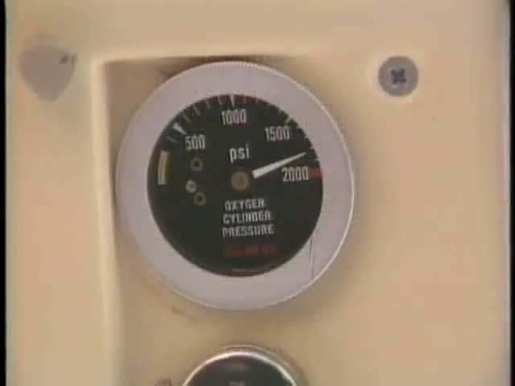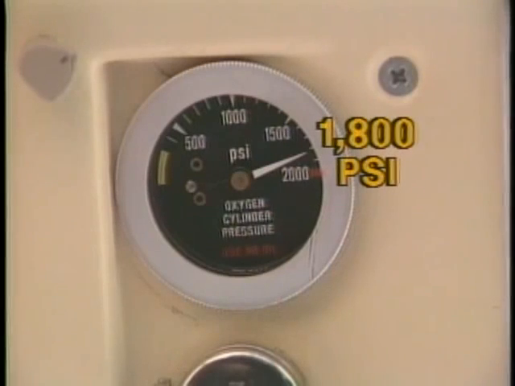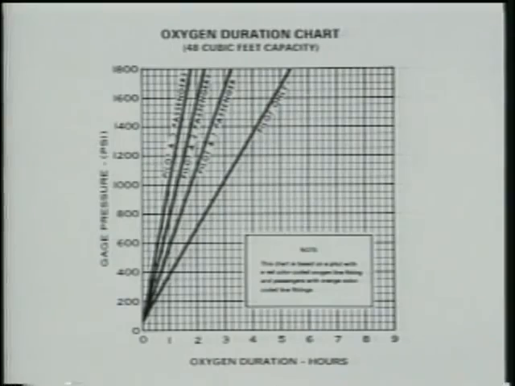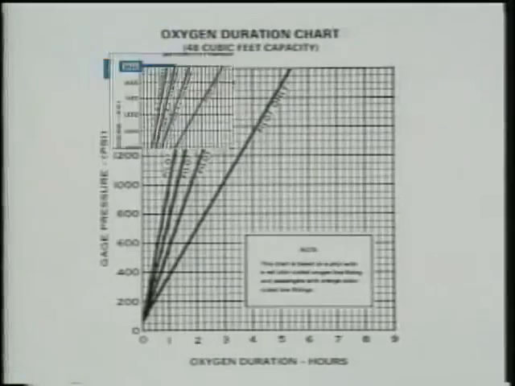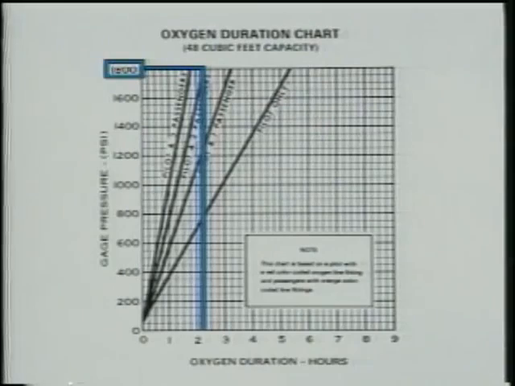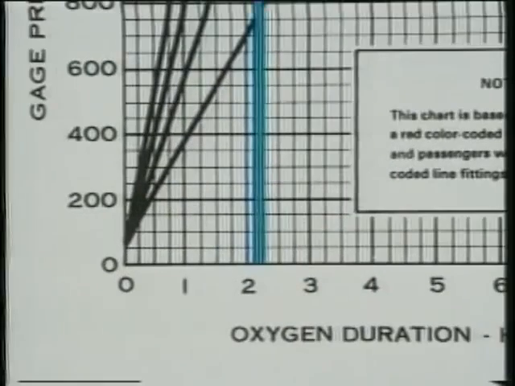The oxygen available is indicated in pounds per square inch of pressure on a gauge. In this example, you have 1,800 pounds in the cylinder. To find out how much oxygen is available for the pilot and 2 passengers, locate 1,800 psi on the chart, then move to the line representing the consumption rate for the pilot and 2 passengers. Next, locate the duration of oxygen available. In this case, it is slightly more than 2 hours.